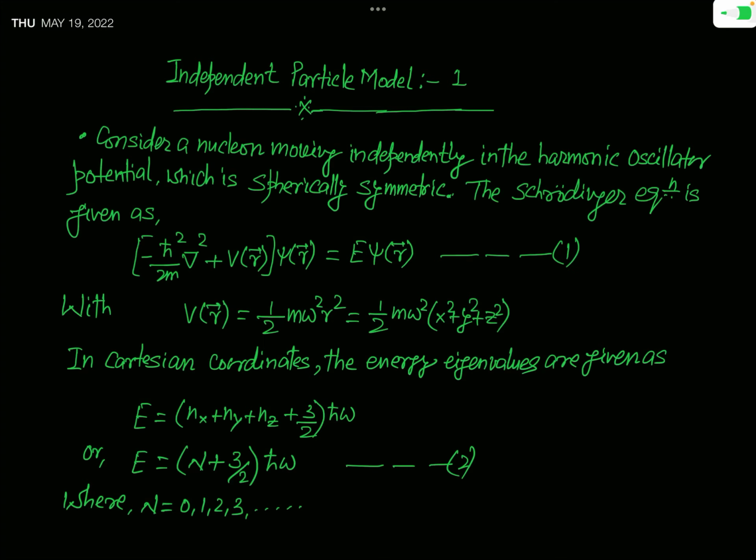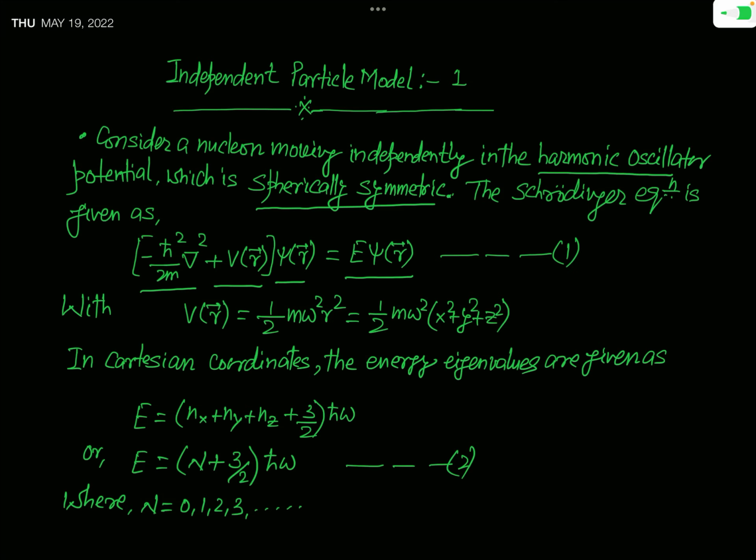So let us start with this independent particle model, considering a nucleon moving freely or independently in the harmonic oscillator potential. That harmonic oscillator potential is spherically symmetric. First of all, we will write the Schrodinger equation, that is the Schrodinger time independent equation. It is minus h bar squared over 2m del squared plus V of r, times psi of r, equal to E times psi of r. Here E is the energy eigenvalue and psi of r is the eigenstate, eigenfunction, or wave function.